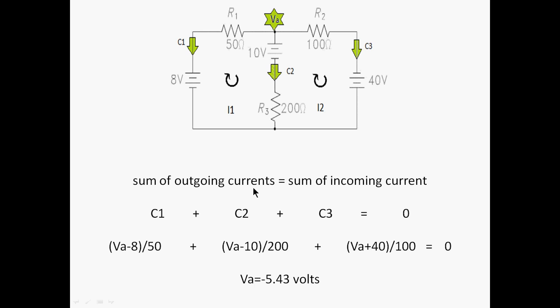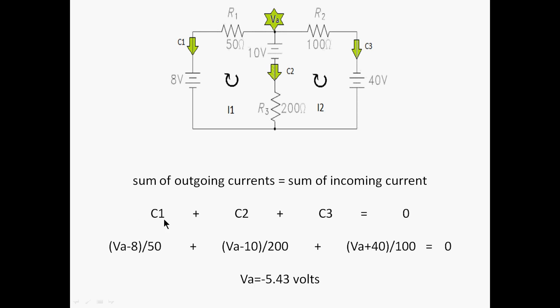According to KCL, sum of outgoing currents should be equal to sum of incoming currents. The outgoing currents are C1, C2 and C3. Therefore, sum of C1, C2 and C3 should be equal to sum of incoming currents. There are no incoming currents assumed over here, hence the sum of incoming currents is 0.